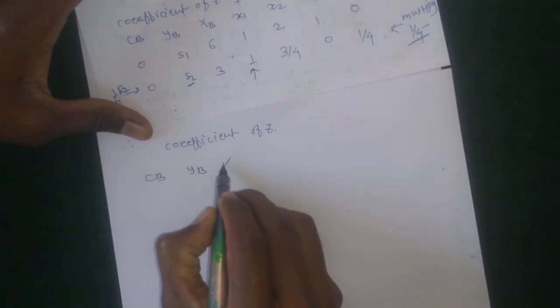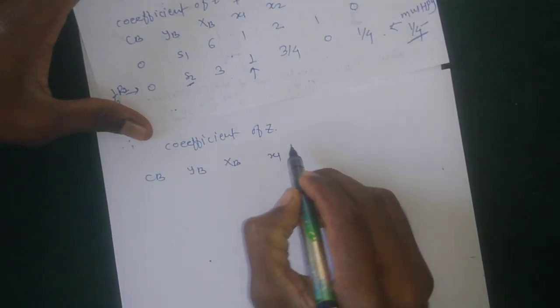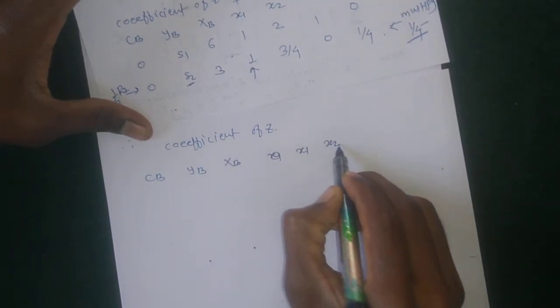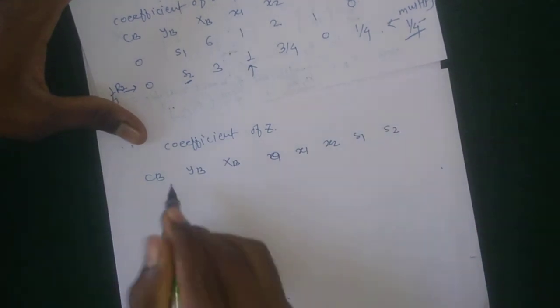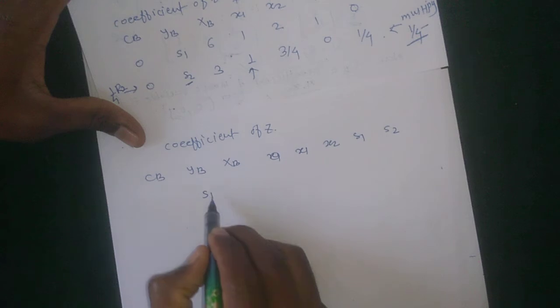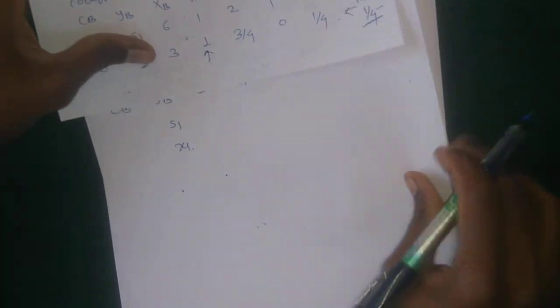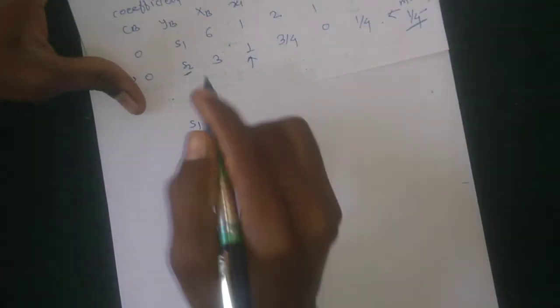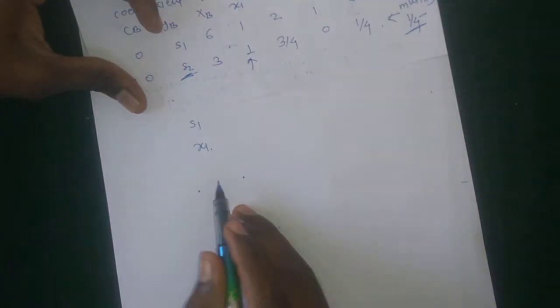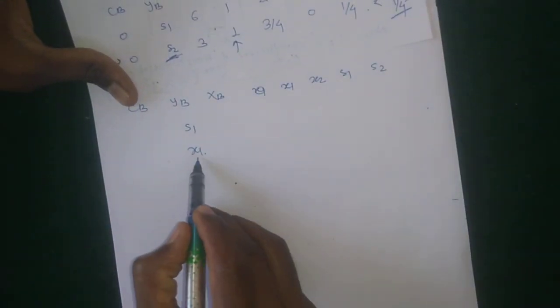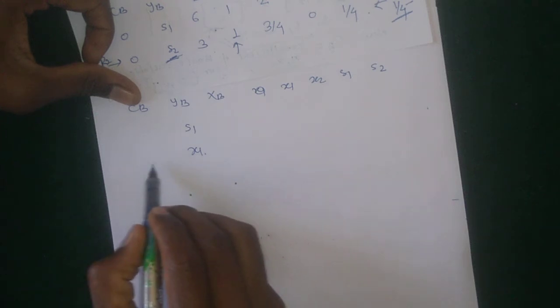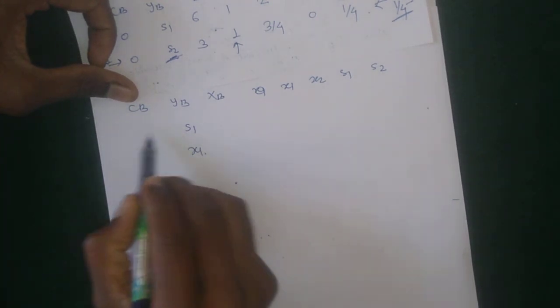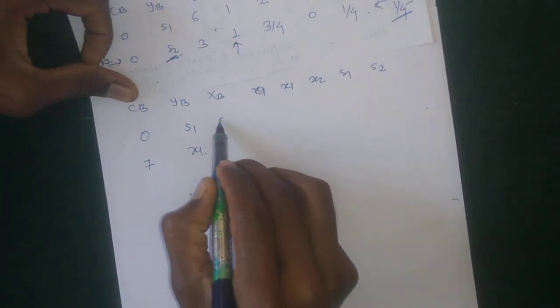cb, yb, xb, x1, here x1, x2, s1 and s2. Okay, so basic variables are s1 and x1, because x1 is a leading coefficient, leading column. So replace s2 by x1. So remove s2 and take x1. Okay, so here coefficient of x1 is 7 in objective function, their value is 0. xb is 6 and 3.